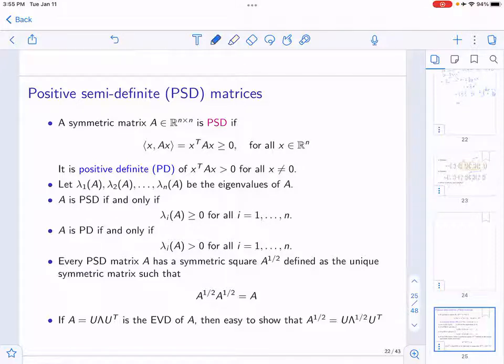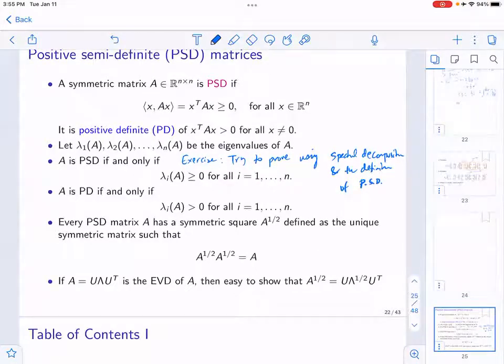So exercise. Try to prove this using the spectral decomposition and the definition of positive semi-definite matrices. Questions?